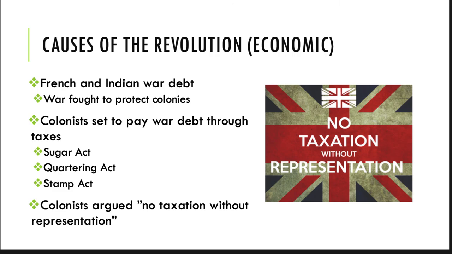Once these taxes are passed, the colonists will adopt that phrase that we all remember: no taxation without representation. And what they're referring to is back to Parliament, where there's supposed to be representation of every person that faces taxes. And they're saying we don't have any, which means you can't tax us.